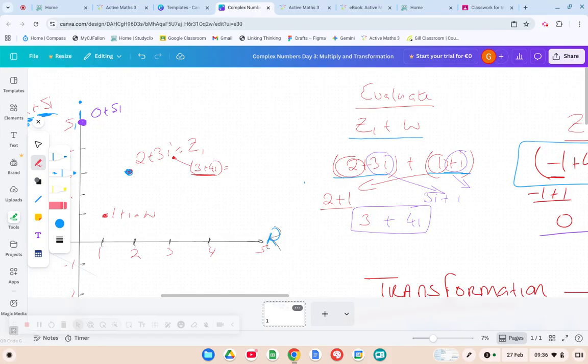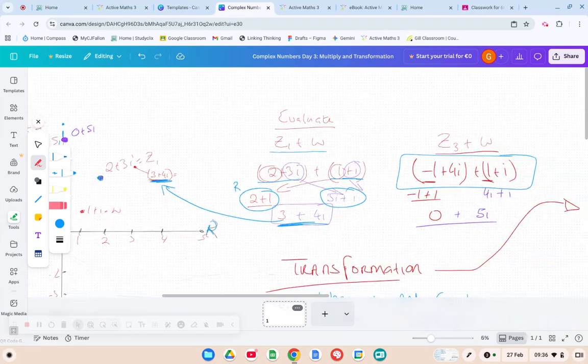We literally take the real bits on this side. So that was 2 plus 1. Take the imaginary bits over on this side. That's 3i plus i. We add them together, we get 3 plus 4i. And then we have to plot that up in the Argand diagram, which we did here. And there you can see it over here. We plotted 3 plus 4i over in the Argand diagram over here.